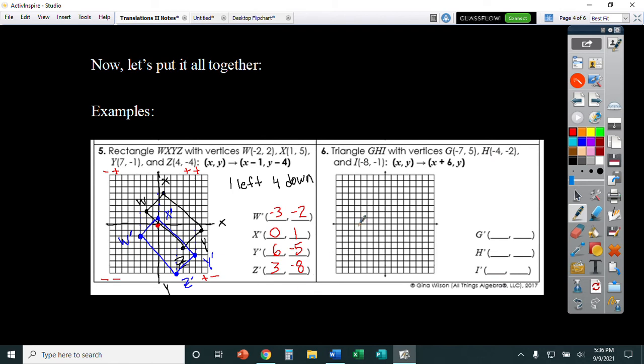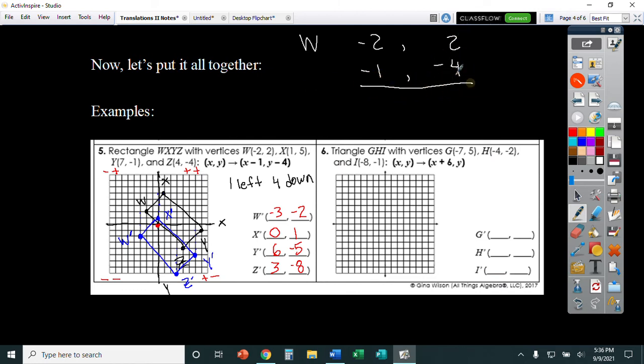Now, I could show you that I don't have to draw both shapes. I'll show you that on the next one. But I want to show you that I can say, if W is at (-2, 2), these are the X and Y. I'm being told to subtract 1 from the X and to subtract 4 from the Y. Now, these aren't coordinates. This is what I'm doing to the coordinates.